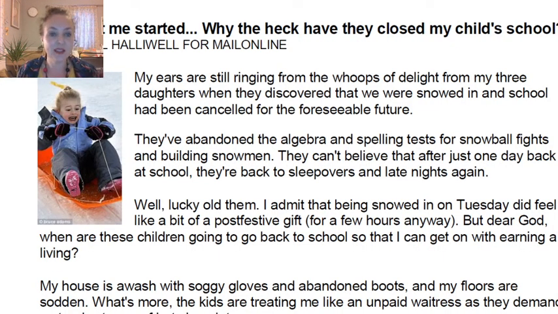Let's read through this article together first of all, so that we can understand what's going on and what it's about. Remember, this is called Viewpoints and Perspectives, so they're probably going to have quite a strong opinion. Right, why the heck have they closed my child's school?